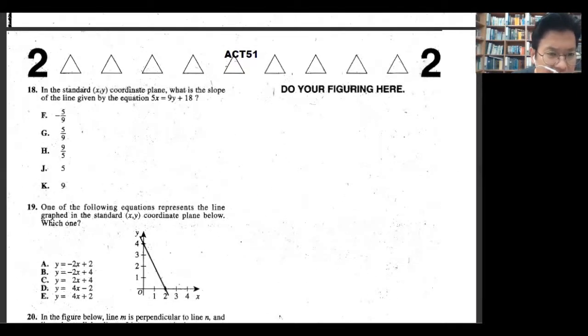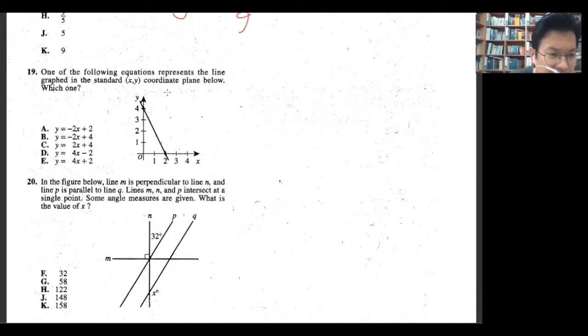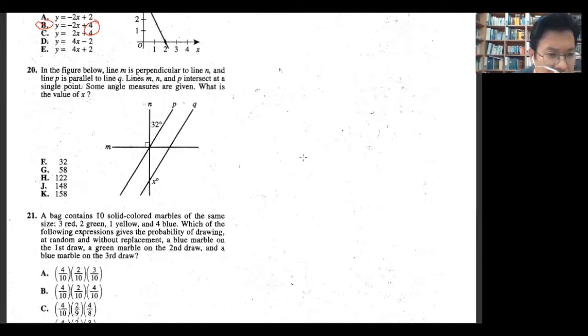The standard coordinate slope of this one. So 9y is 5x minus 18. So divide by 9. So 5 over 9. Below, the y-intercept, and then the slope is minus, so B. This is 32 degrees, 32 degrees. So 180 minus 32 is 148.